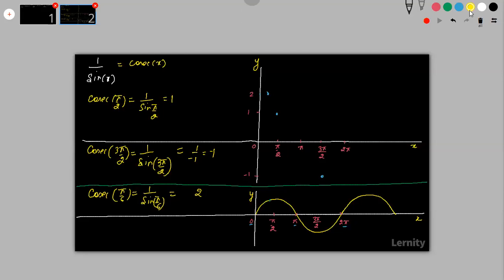Now see, pi by 2 plus 60, so 150 degrees. Now we will find cosec for 150 degrees, which is 5 pi by 6. This is 1 by sine of 5 pi by 6, which is again 1 by 2, so this will again become 2. So 5 pi by 6 will be somewhere here, and I can mark the point again at y equals 2.